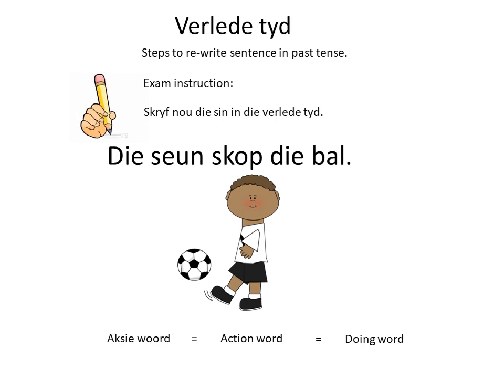So, how do we start? First of all, you need to understand the instruction. What is the instruction that you are reading? That's very important, because if you don't get the instruction, how will you know what to do? In a test or an exam, when I want you to change a sentence into past tense, I will usually ask it like this. Skryf nou die sin in die verlede tyd. Write the sentence in the past tense. This is the given sentence. Die seun skop die bal.